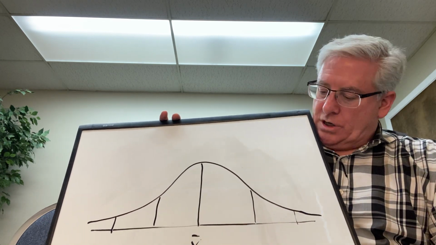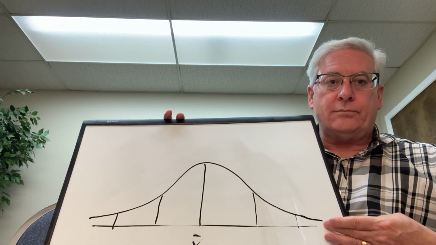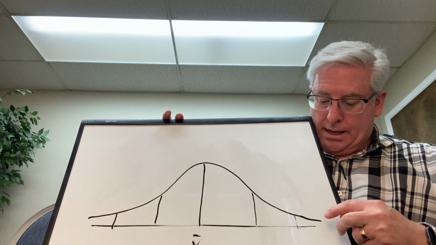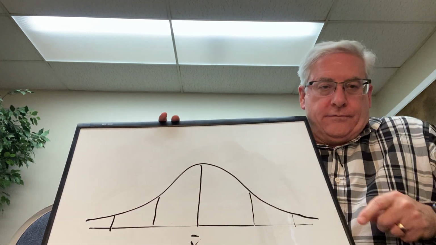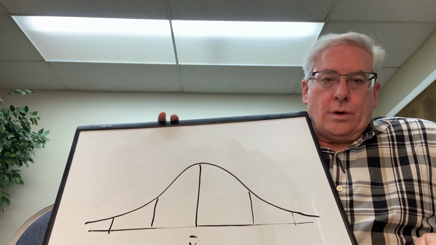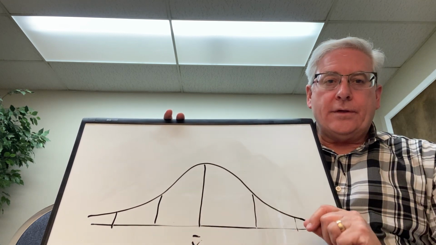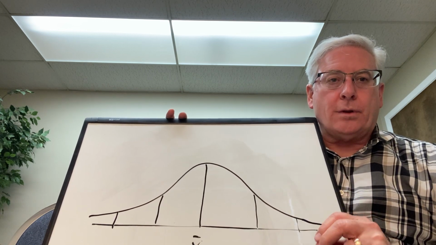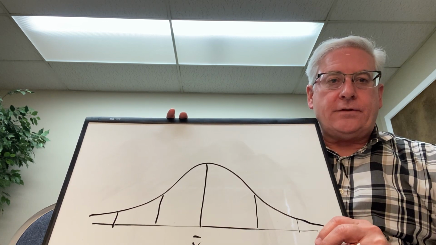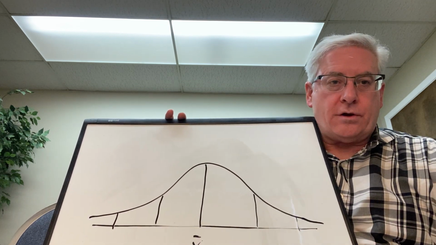Now, the theory of the bell-shaped curve is that this line down below means nobody fits down below the line, and nobody fits above the curve. Well, that means everybody fits between the curve and the line. Therefore, certain percentages of people fit in different sections of the bell-shaped curve.